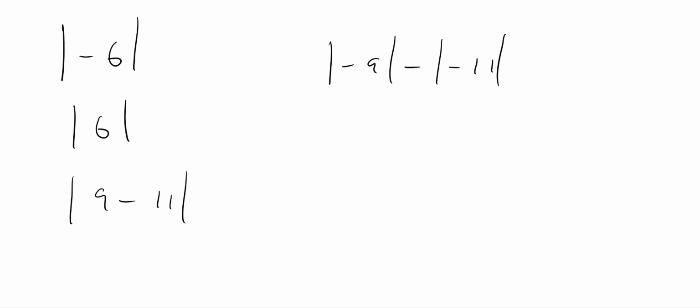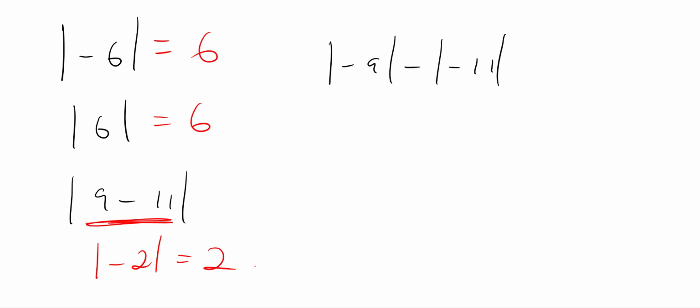Okay, so absolute value of -6 is just 6. Absolute value of 6 is just 6. 9 minus 11, what is it? If you do your work, it's -2. Absolute value of -2 is 2. Okay, this one, what's the absolute value? I don't do anything with this negative yet. Absolute value of -9 is 9. Absolute value of -11 is 11. So 9 minus 11, absolute values are gone. 9 minus 11 is -2.